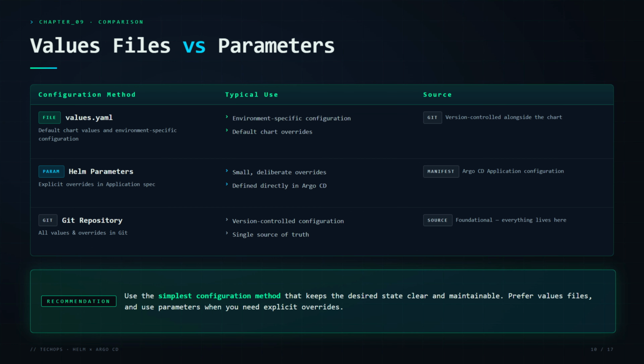Now let's compare value files and Helm parameters. First, values.yaml is commonly used for default chart values and environment-specific configuration. These files are usually stored in Git along with the chart or configuration. Helm parameters are useful when we need small, explicit overrides directly in the Argo CD application configuration. For example, we can use a parameter to change a replica count or image tag without changing the values file. As a general rule, prefer values files for regular configuration and use parameters when you need a specific or explicit override.